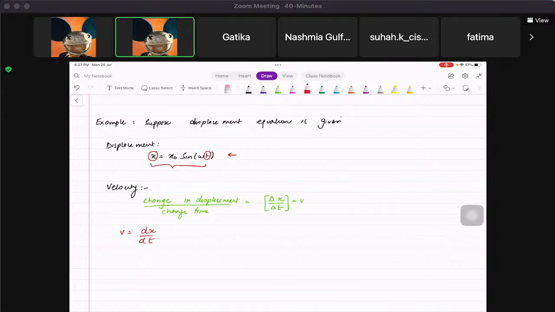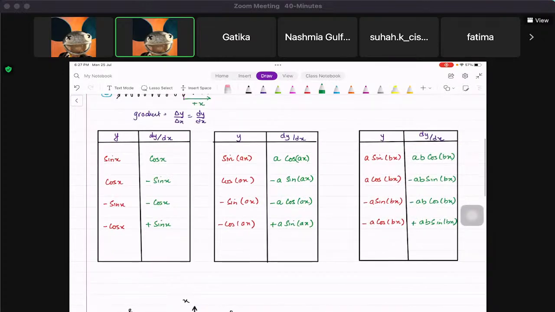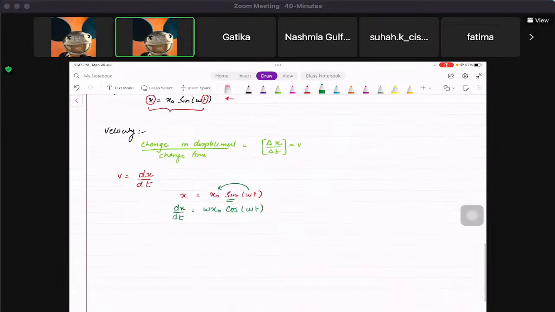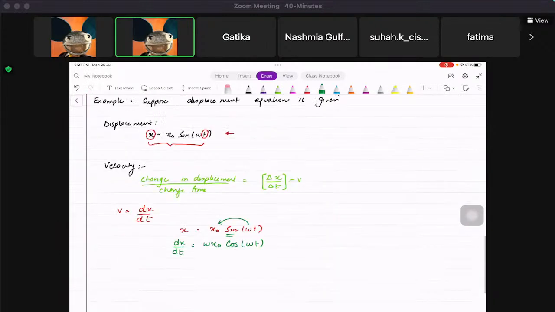So my equation was x equals x naught sine of omega t. If I want to find dx, change in x over change in time, what will I do? I will multiply this outside, so omega x naught, can I write it like this? Convert this function to cos, and then keep the rest of the things the same. Exactly what we did here, you see, when you convert this one. Now check this out, and let me know if you don't understand this. So this would be the equation of velocity.